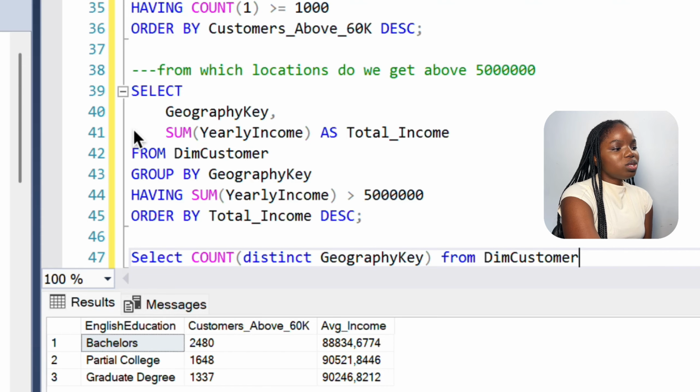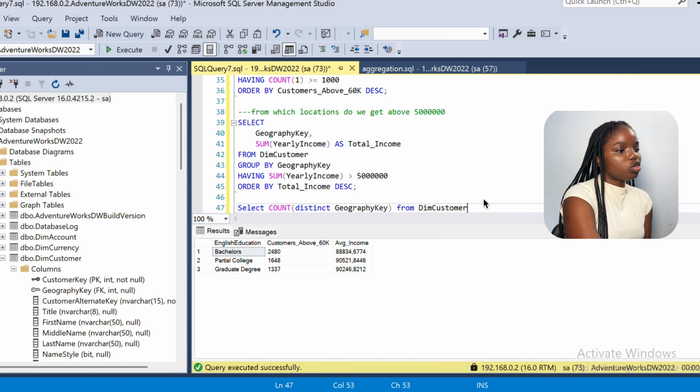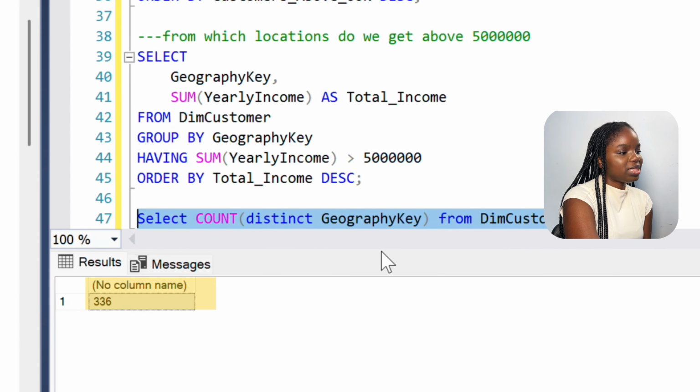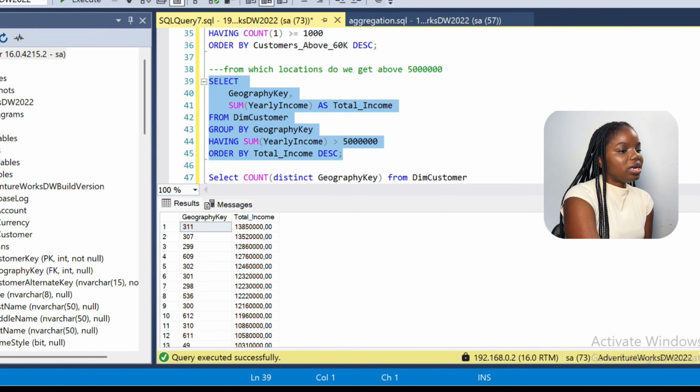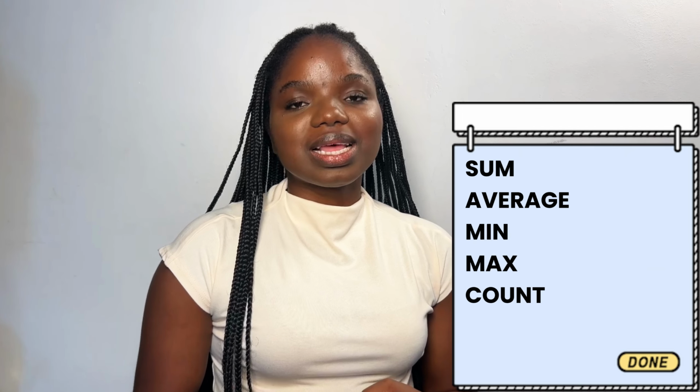Using the geography key, we want to know the geography locations where we have above $500,000 per month. So if we count the number of places that our customers are coming from, normally we have 336. So if we do this with our HAVING group, the count is 109 rows. So out of 336, only 109 locations have customers that are spending above $500,000. So I hope you understand the difference between HAVING and WHERE, and also your different aggregation functions. Just like in statistics, you have your sum, you have your average, mean, max, and count.